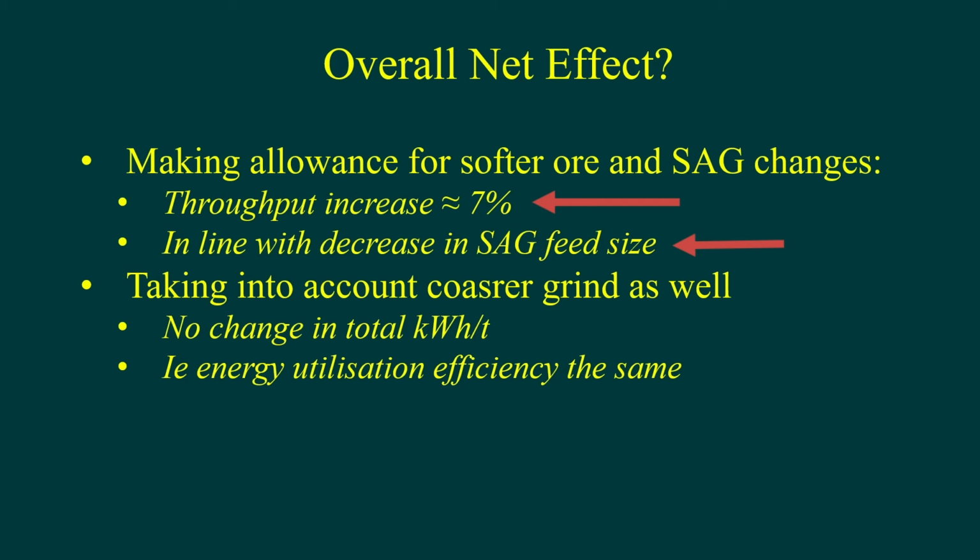If you go back to the earlier presentation that I gave you, that rule of thumb said that the specific energy will change approximately half percentage-wise what the F80 change will be. Then this data point sits bang on line with that rule of thumb. And if you take into account there was a coarser grind and you make allowances for that, there was effectively no change in the total kilowatt hours per tonne. Or put another way, the energy utilisation efficiency in both cases was approximately the same.